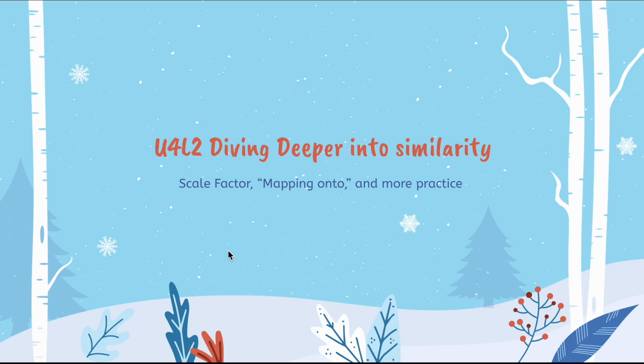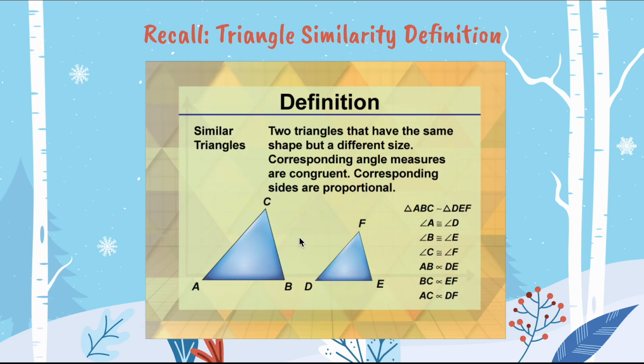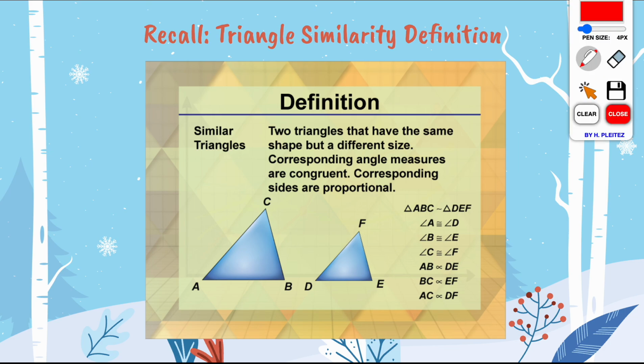In this video, we're going to be talking a little bit more about similarity. We're going to talk about some new vocabulary and get some more practice in making those proportions that we know and love so well. So recall that when two triangles are similar, they have the same shape but a different size, right? So what that means is our two really important conditions are that corresponding angles are congruent, but corresponding sides are in proportion, or they're proportional. So make sure you understand those two things.